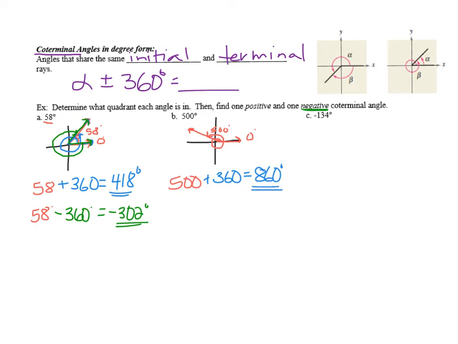But watch what happens when we take that first angle and try to get our negative coterminal angle. If we subtract 360, that's positive 140, so that's not negative. That means we have to subtract again. And you just keep subtracting as many multiples of 360 until you get a negative answer. Now if we take 140 minus 360, we get negative 220 degrees.